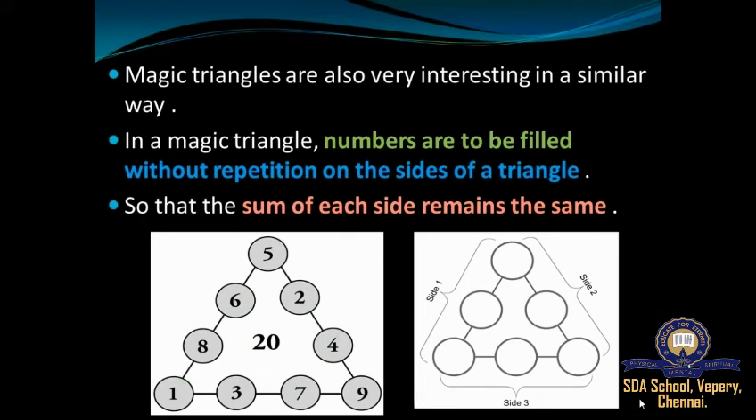Can you see the numbers are not repeated, right? So on side 1, you could see 5, 6, 8 and 1. When you add 5, 6, 8 and 1, their sum is 20. Similarly, move to side 2. The numbers are 5, 2, 4 and 9, right? So when you add 5, 2, 4 and 9, their sum is 20. Similarly, side 3, that is the down part, the numbers are 1, 3, 7 and 9. Their sum is 20, right? So the sum of each side remains the same. Okay, so this is an example of a magic triangle. So here they have filled the numbers from 1 to 9.